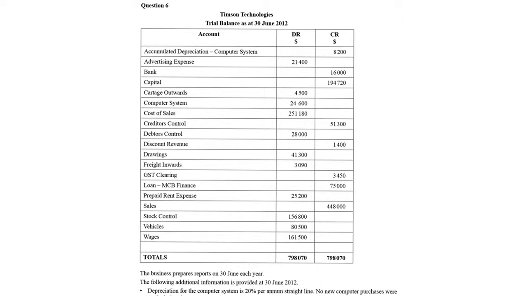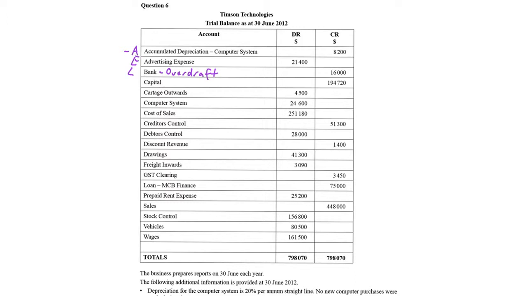So the first one we've got, accumulated depreciation. You should know that that's a negative asset. Advertising expense, obviously an expense. Bank, now in this case, it's actually a credit balance. So although normally it would be an asset if it's got a debit balance, this one is actually a liability because it's an overdraft. And it's worth noting that there just so that you don't forget later.